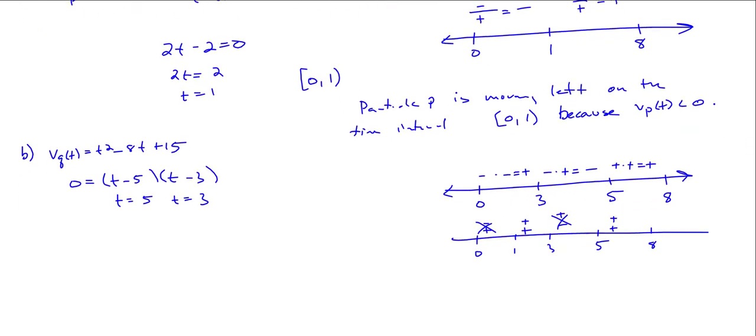So, let's see here. How are we going to write our intervals? Should we include 1 and 3? No, because that's when the particles are stopped. How about 5 to 8? Should we include 5? Don't include 5. Particle stopped. How about 8? Include 8.